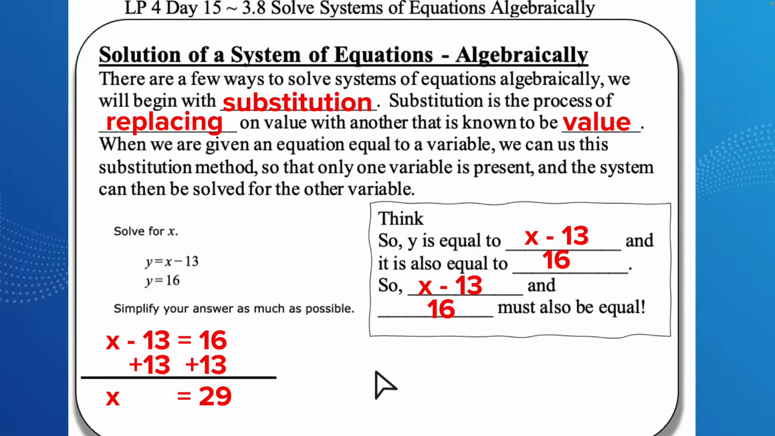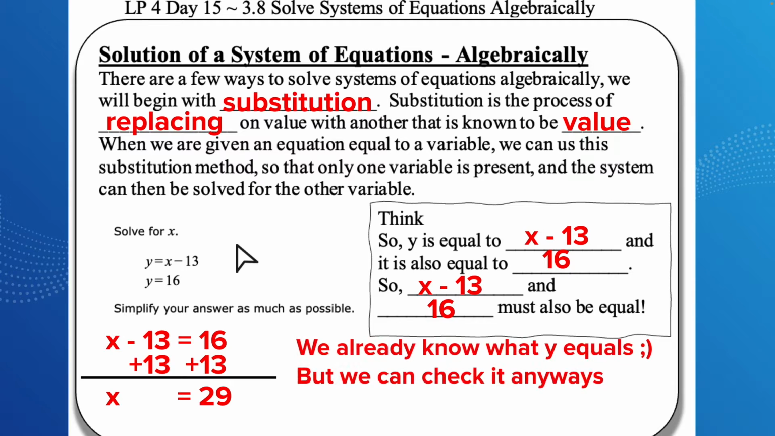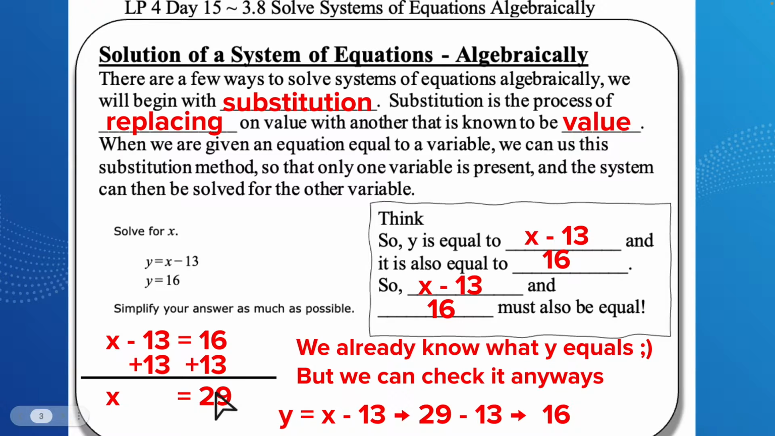So again, this is the very basic idea here. Now we're going to go to a different one. Oh, first we can check really quick. So we already know that y equals 16, but we can check it anyways. So if I go back and check this really quick, 29 minus 13 better equal 16, that's just going backwards on this one. So as long as we go back and forth with the numbers, we should be good to go. So this is a very simple check idea.